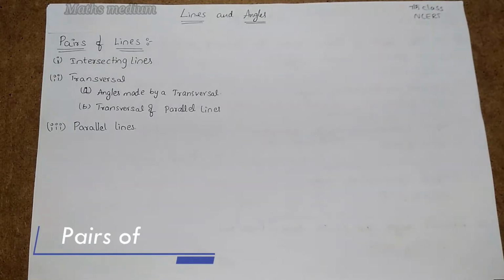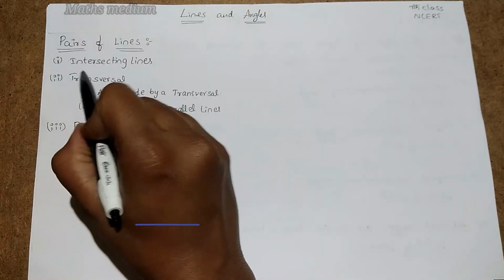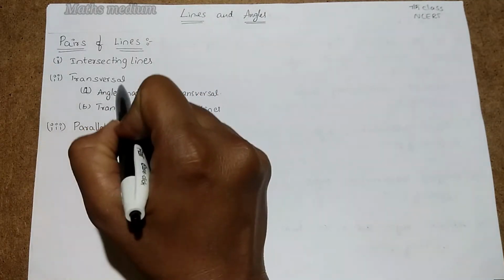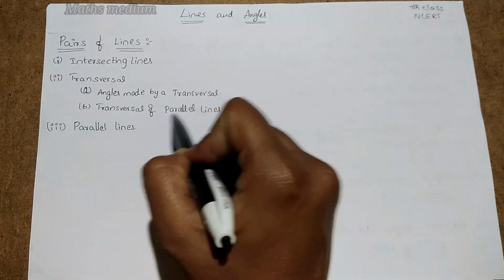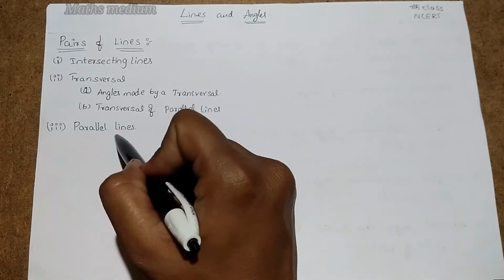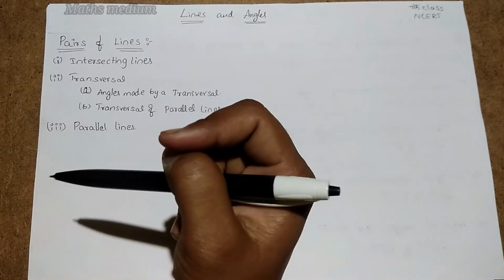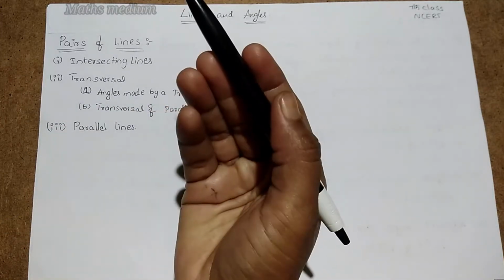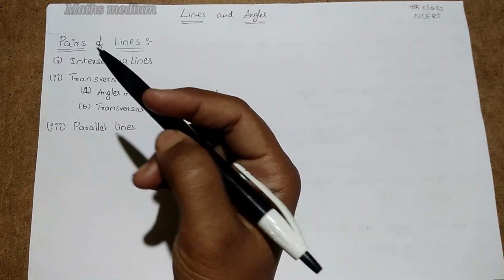Today I came with a new topic, that is pairs of lines from Lines and Angles, 7th class NCERT. Here we are going to discuss three topics. One is intersecting lines, second is transversal, in that, angles made by a transversal of parallel lines, and third is parallel lines. Before going into these topics, we already learnt about lines and angles in the introduction and earlier classes also. See the description box for that link.